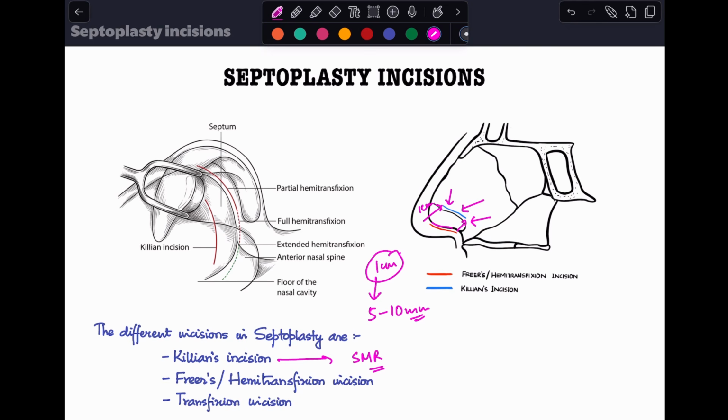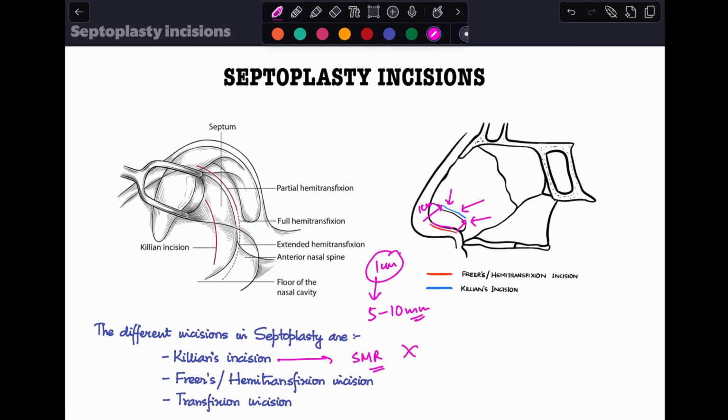Now, Killian's incision would be preferred in case the deviation is a bit posterior and you do not have any plan for performing rhinoplasty, because Killian's incision cannot be combined with rhinoplasty. In a case where you need to perform rhinoplasty as well, Killian's incision will not be the preferred incision. In that case, you will perform other incisions.